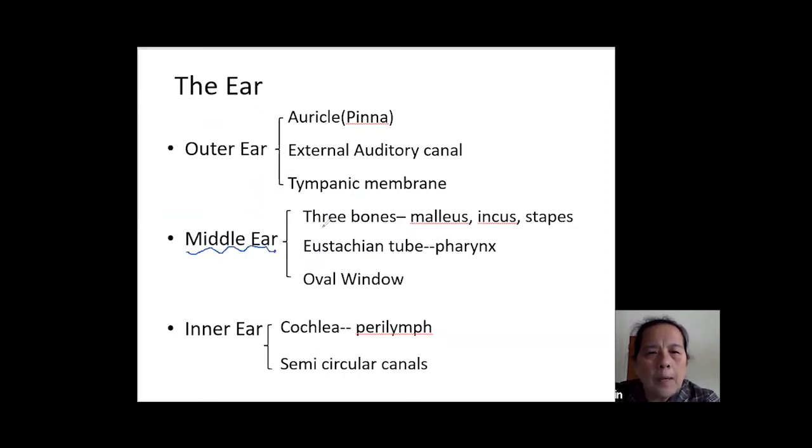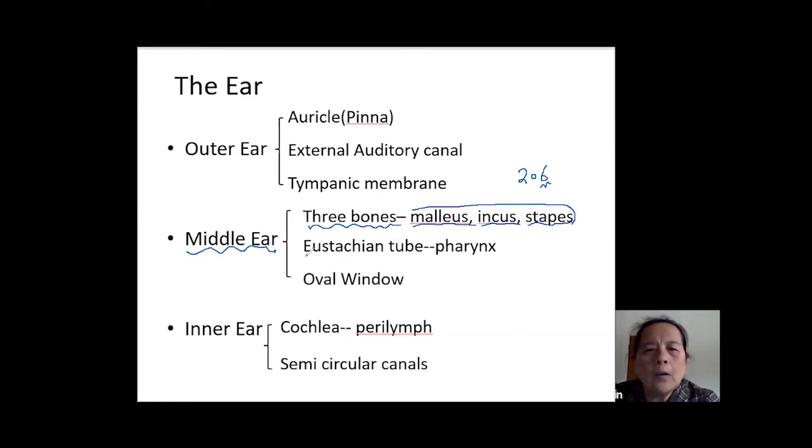In the small space inside the middle ear, we have three small bones on both sides. Like when you learn anatomy, you know the whole body has 206 bones. But these six bones are pretty tiny. Each side we have three, and they are included in the total number of our body bones.